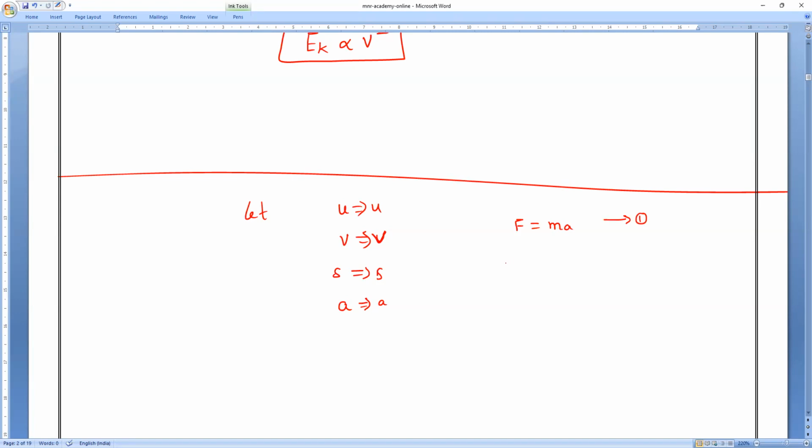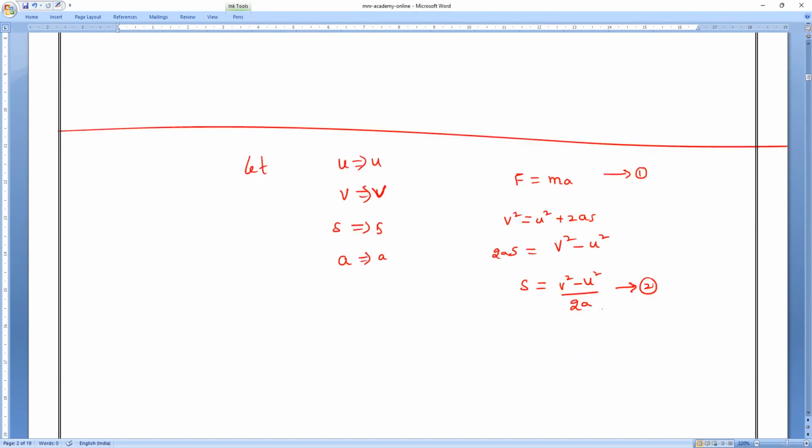Now, second equation. From the third equation of motion, v square is equal to u square plus 2as. Now from that, u square will come to this side, so 2as is equal to v square minus u square. So from that, s is equal to what? v square minus u square divided by 2a. Am I right, guys? Please respond, everybody. Are you understanding? All of you?